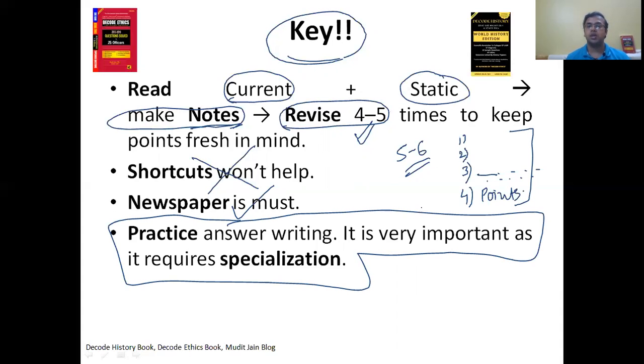I did not say the same for GS1 sessions. I did not emphasize on practicing as such for GS1. I asked you to train your mind to draw diagrams, to write keywords. But for GS2, just mind training won't work. You have to practice because it requires certain level of specialization.